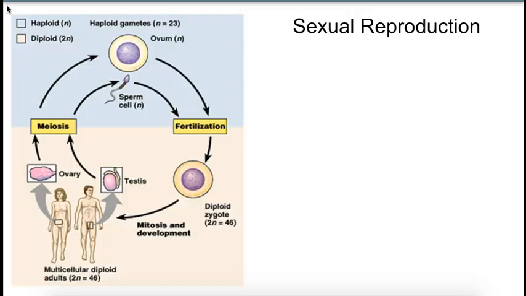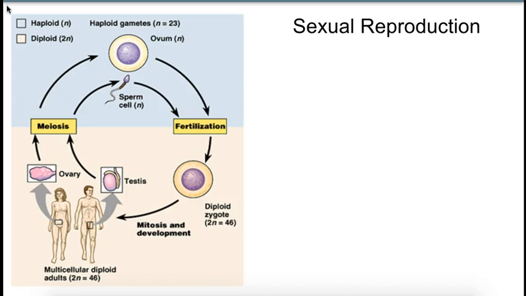Just a really quick review of sexual reproduction. So we can see here, this is the human example. Down the bottom left-hand corner there is our male and female with our testes and ovaries producing our sex cells through the process of meiosis, which we will look at soon. So these cells are produced in humans.